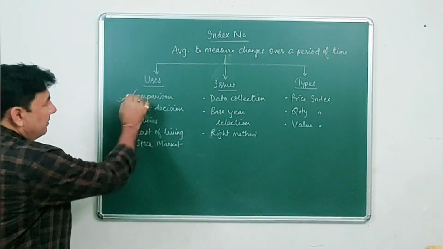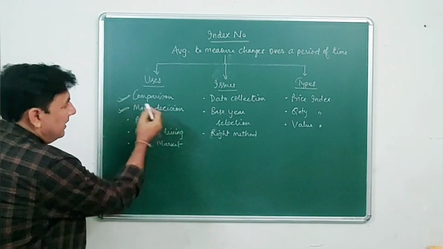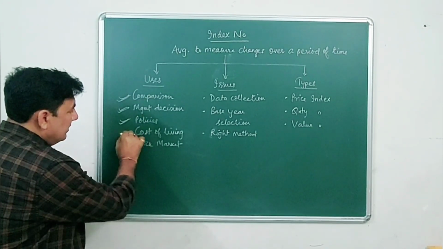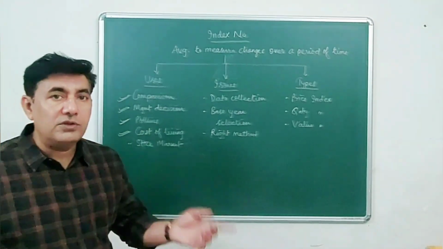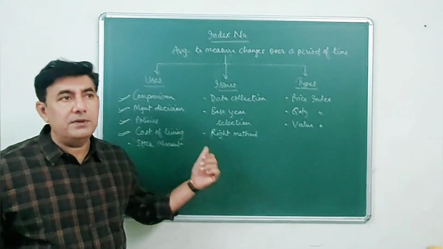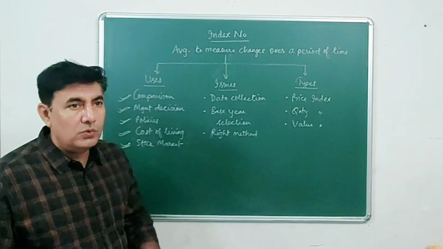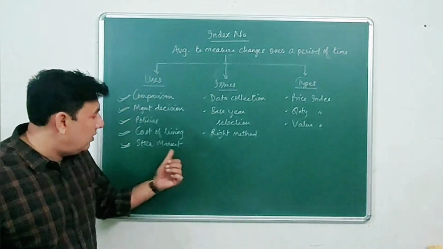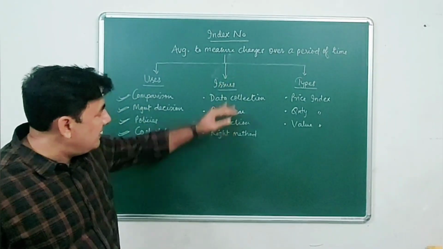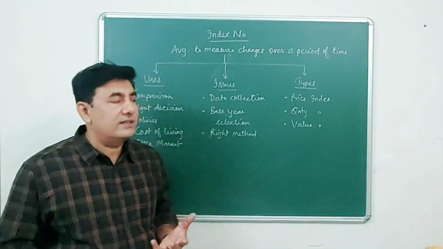It helps to make comparison between the two different time intervals. That helps to take management decisions and frame policies of the organization. Index numbers are also used to find out the cost of living. Generally, the government uses index numbers for this purpose quite often. And you might have seen those students who know about stock market, they are all represented in the form of index numbers. Okay. And these are the basic issues, like challenges, that are being faced while we construct index numbers.